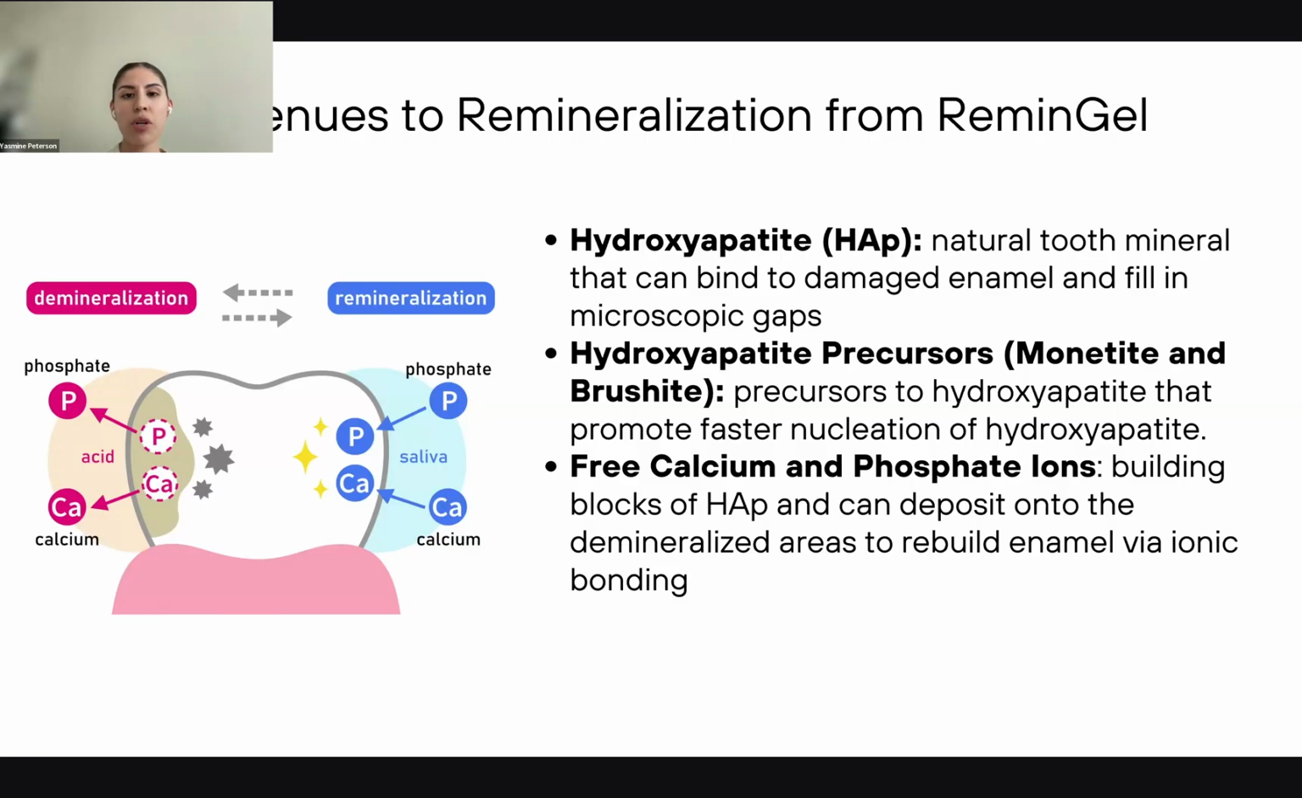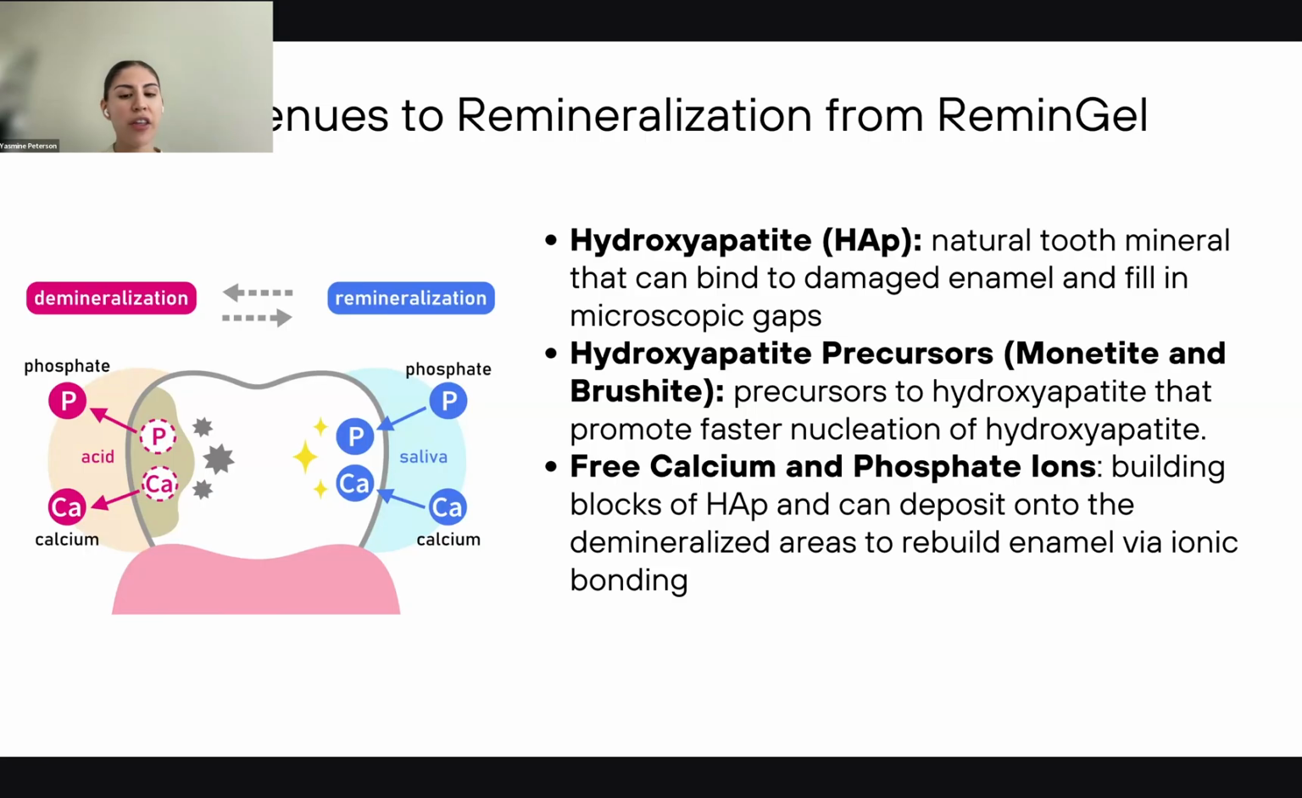The second way that Riemann gel is going to go ahead and remineralize is through the precursors monetite and brushite. So these are similar, they're smaller than nano hydroxyapatite, and they promote faster nucleation, which just means that they're providing a scaffold on the tooth surface so that hydroxyapatite can build on top of them and close those gaps much faster.